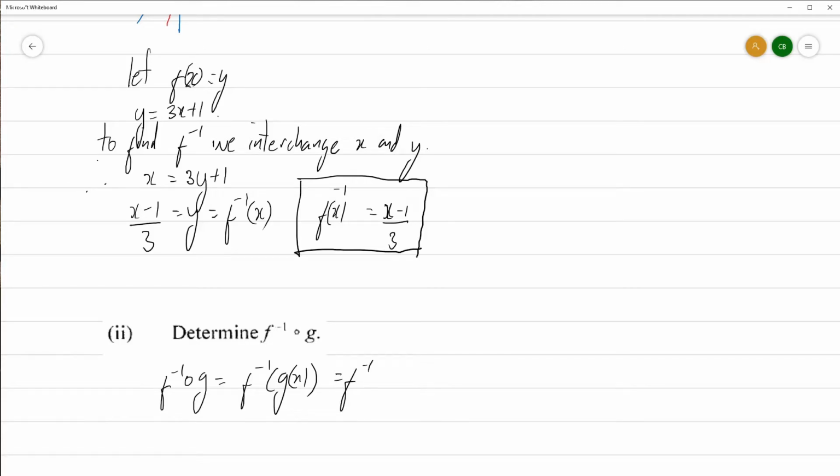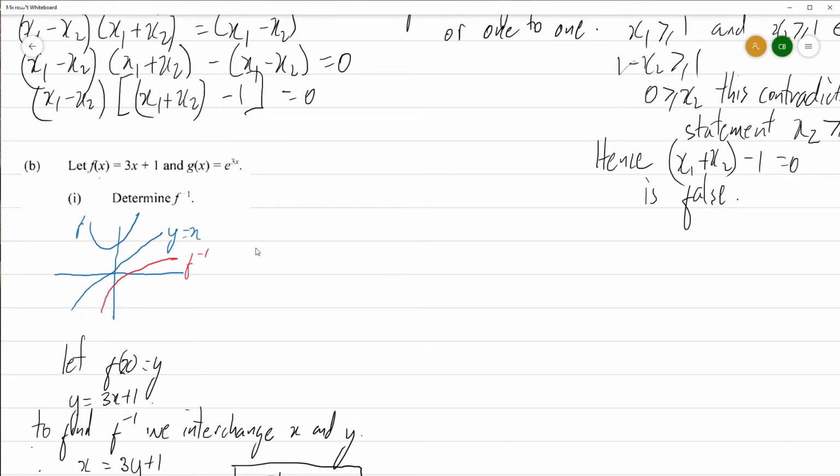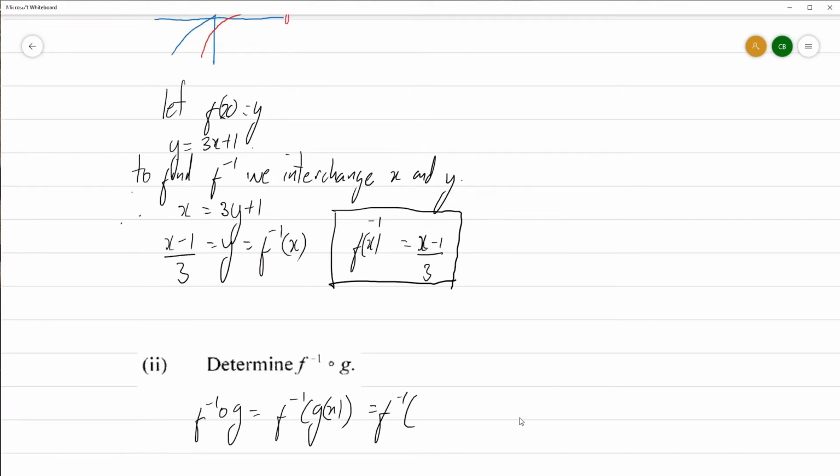which is g of x was given to us earlier on, and g of x is e to the 3x. So f inverse is given by this function, so we have to substitute e to the 3x wherever we have x. So that's straightforward. So this is e to the 3x minus 1 on 3 is what is given by f inverse g. Again, another straightforward question.